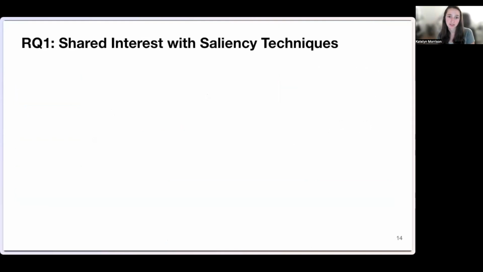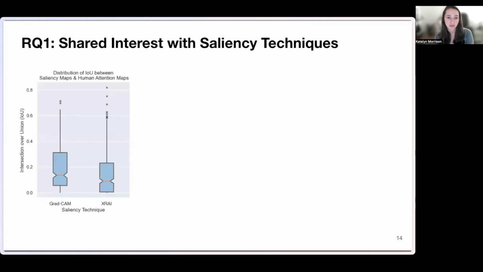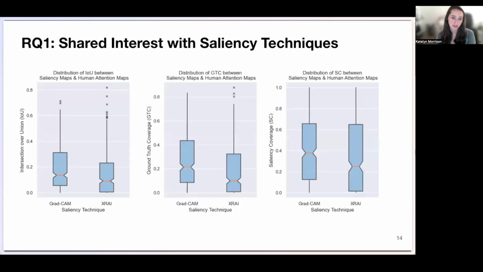In terms of our results, first we look at the shared interest with the saliency techniques as if we ignore the architecture, which means we combine the intersection over union for all architectures and only filter by saliency technique. Looking specifically at the intersection over union metric on the y-axis and the type of saliency technique on the x-axis, we see that the mean for GradCam is statistically significantly higher than XRAI. And this trend holds for the saliency coverage and ground truth coverage metrics.